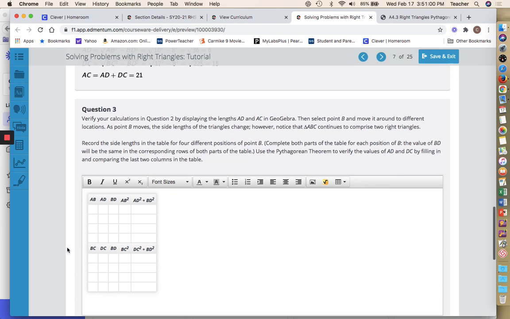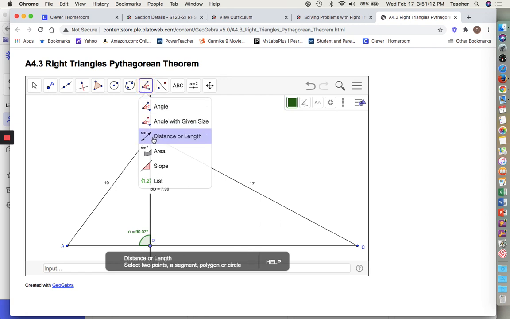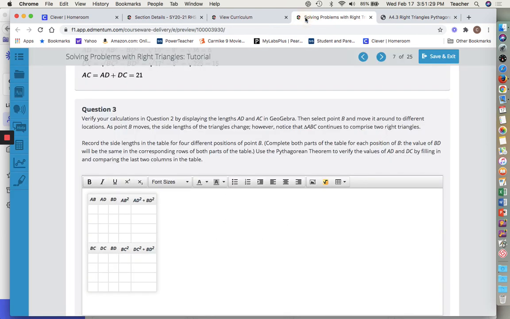Oh, question 3. So put in a bunch of information here. Verify the calculations in question 2 by displaying the lengths of AD and AC. So come up here to distance or length. I'll click on AD, and we'll click on DC, and then I'll click on AC. So 6, 15, and 21. All right, so got that.